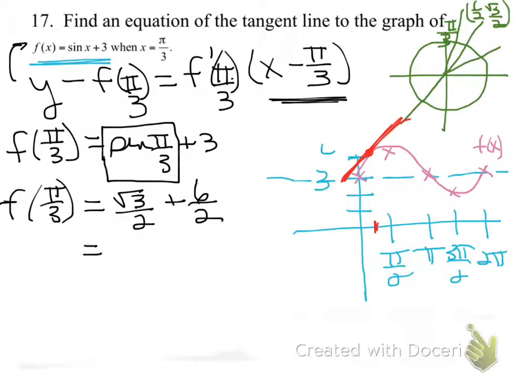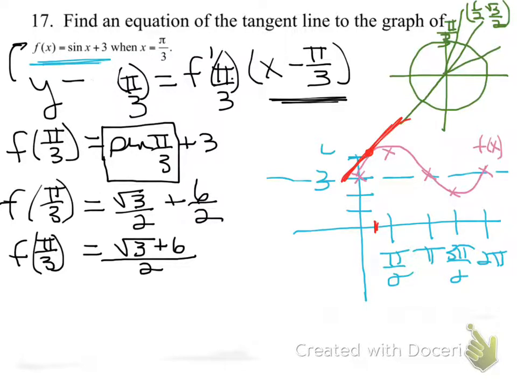That enables me to write this as one fraction. Root 3 plus 6 over 2 is what f of pi over 3 is. Okay? So what I could do right now is replace f of pi over 3 in my original equation. So let's do that.